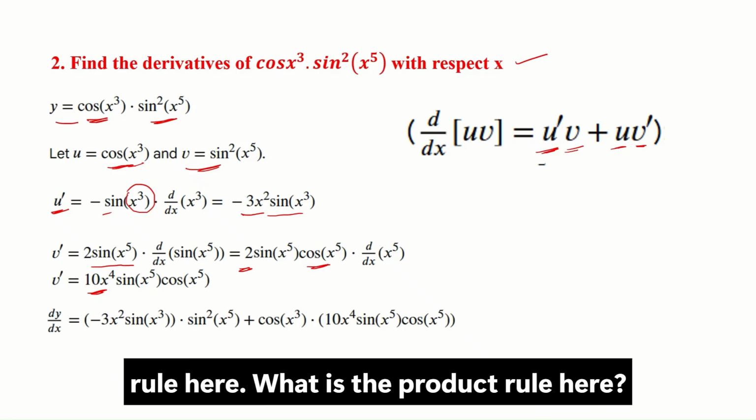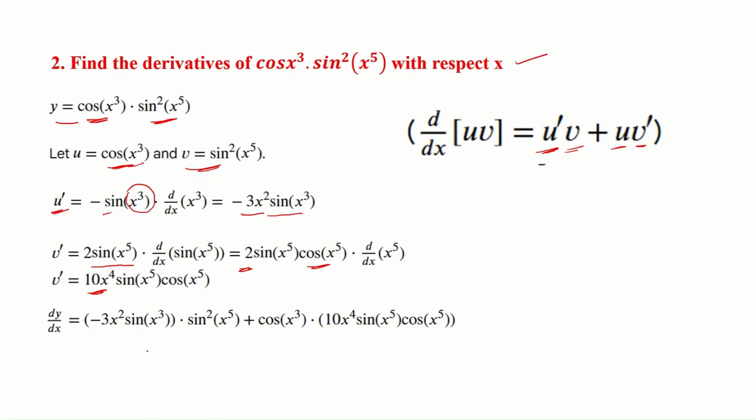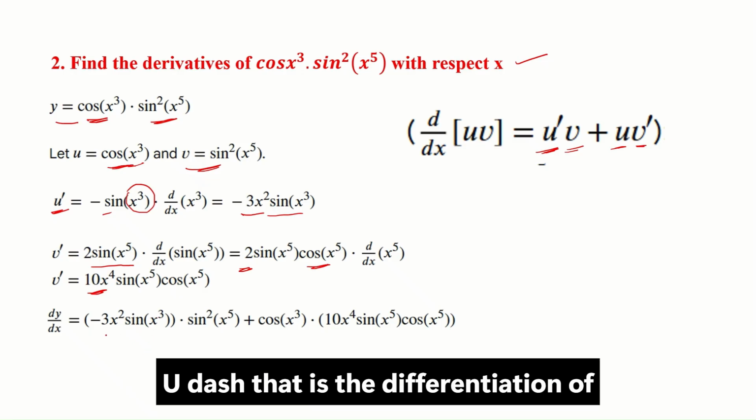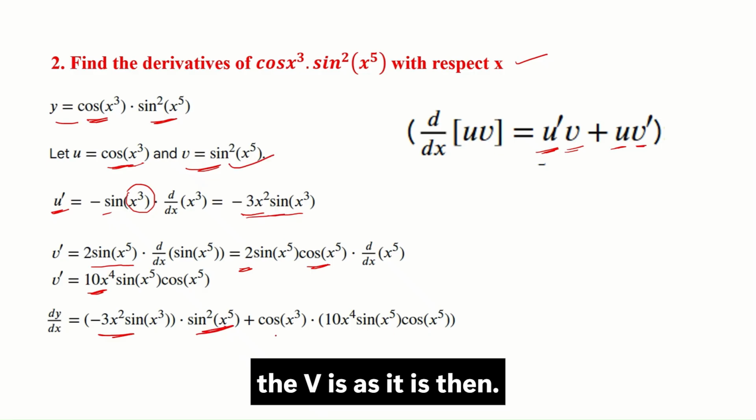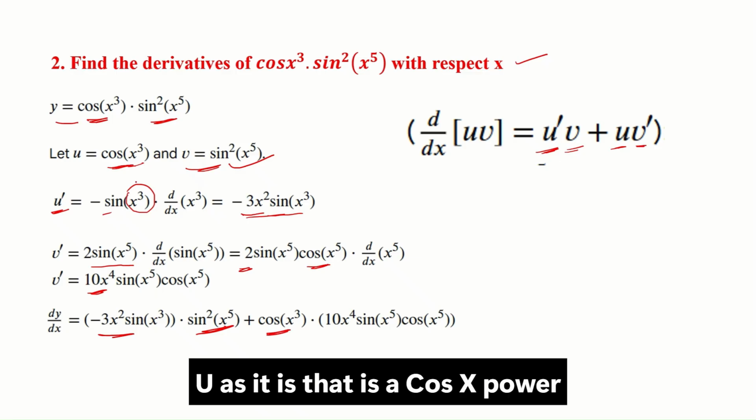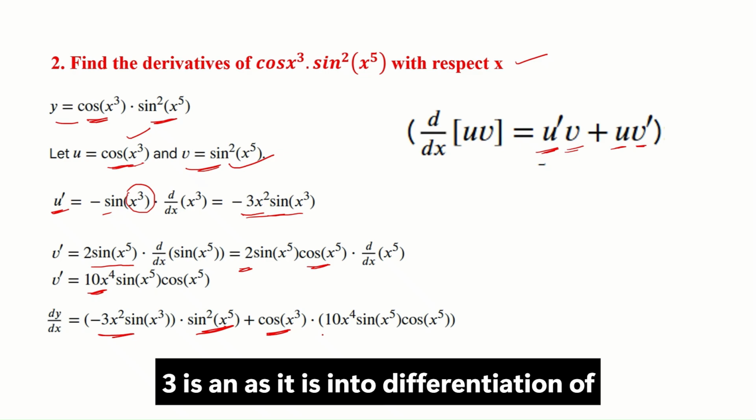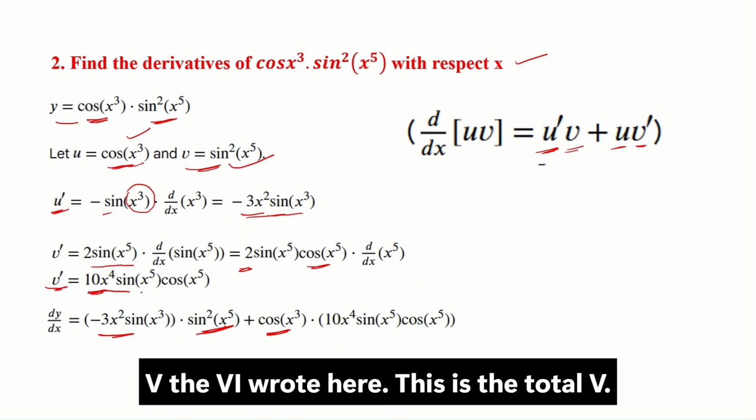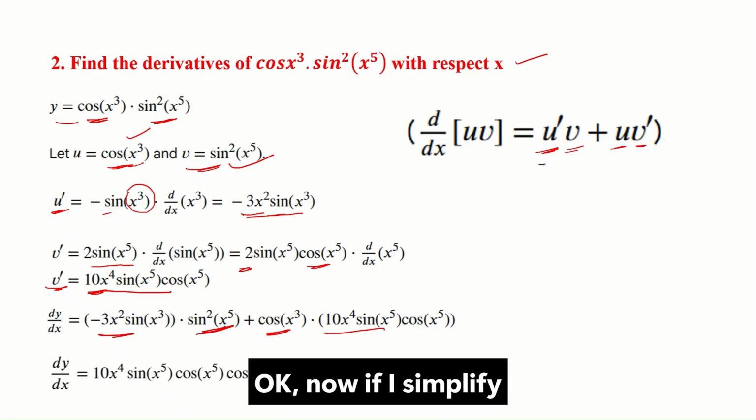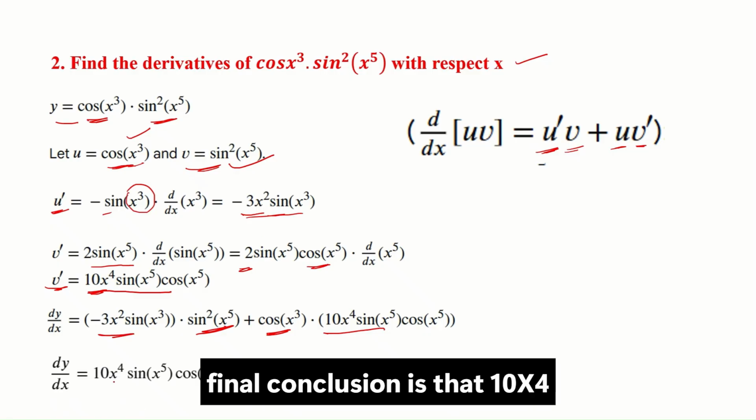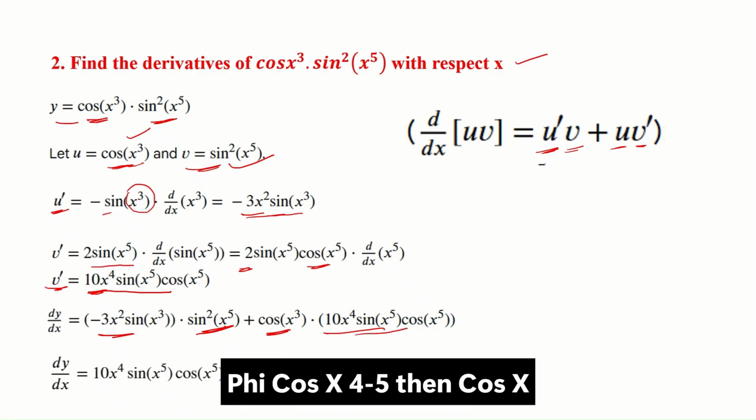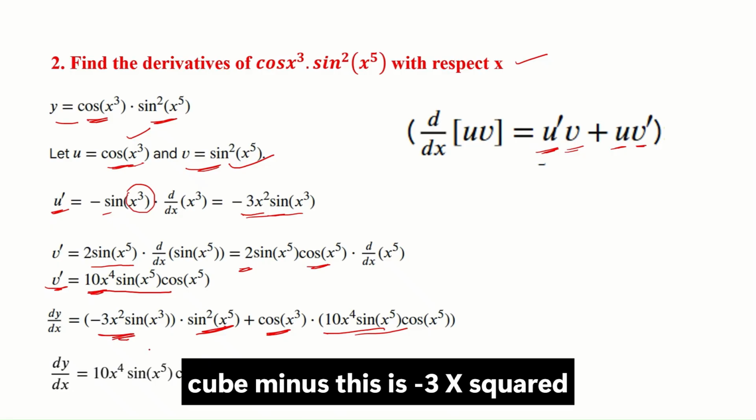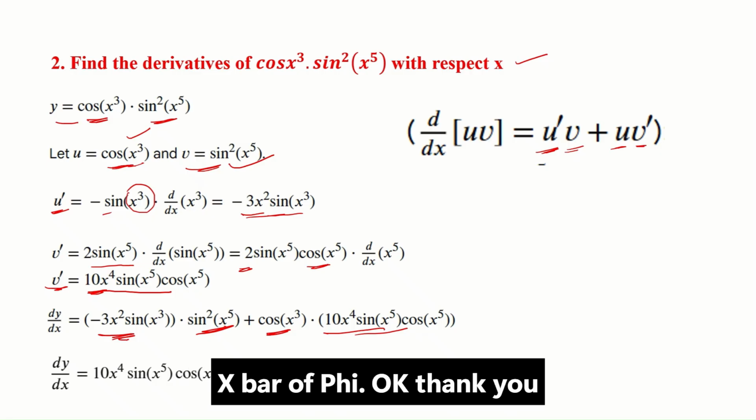Now I am going to apply the product rule here. What is the product rule here? U dash, that is the differentiation of the first function, u dash into v as it is, then u as it is, that is cos x power 3 as it is, into the differentiation of v. The v I wrote here, this is the total v. Okay, now if I simplify, the final conclusion is 10x power 4 sin x power 5 cos x power 5 cos x cube, minus 3x square sin x power 3 into sin square x power 5.